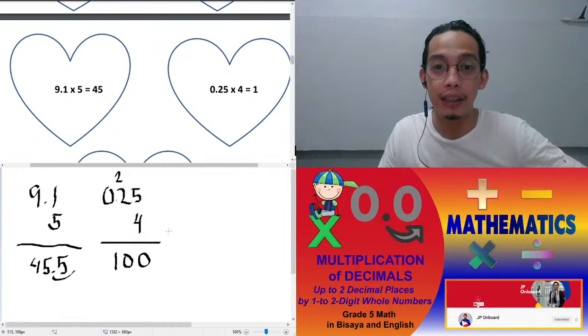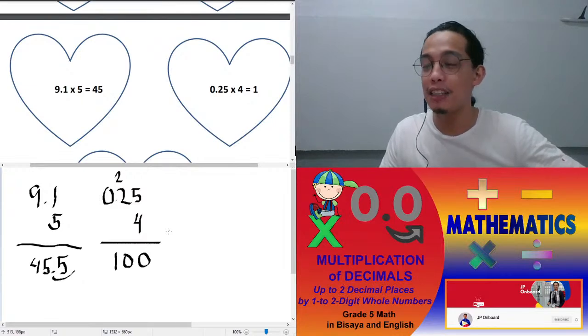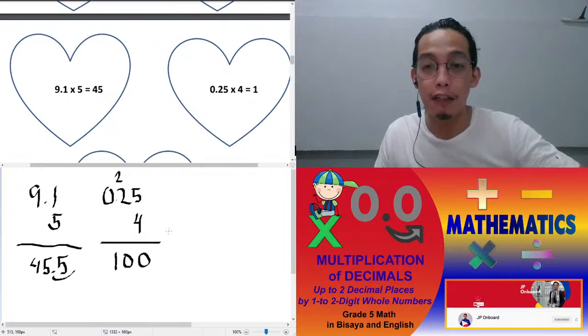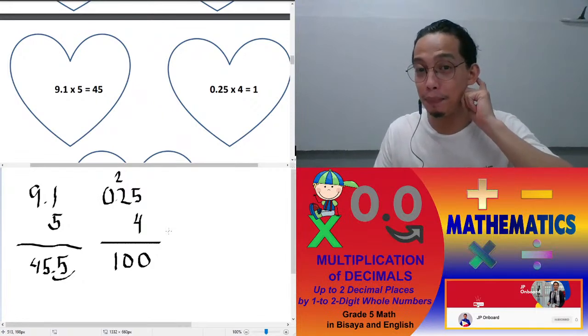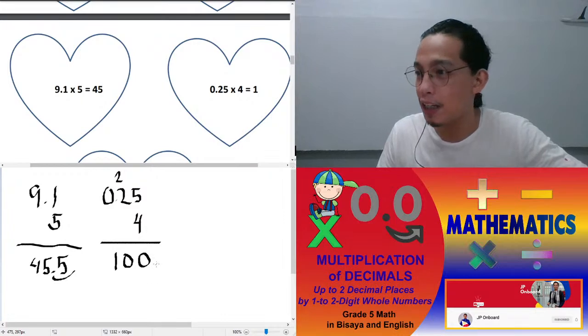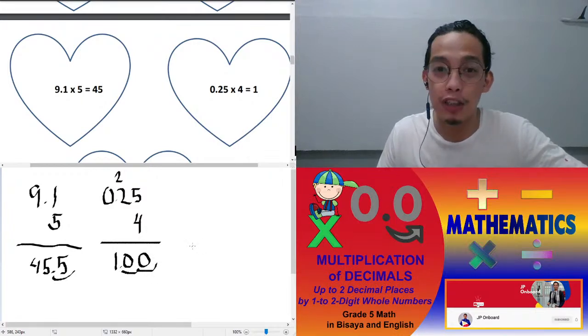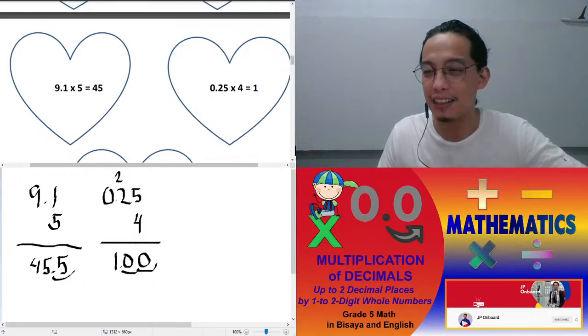Okay, and then we count the decimal places. In 0.25, we have 2. In 4, we don't have. So we have 2 decimal places. That is dua ka decimal place. So we will start here, 1, 2. So our answer is 1.00 or 1. So we shade it with red because it's correct.